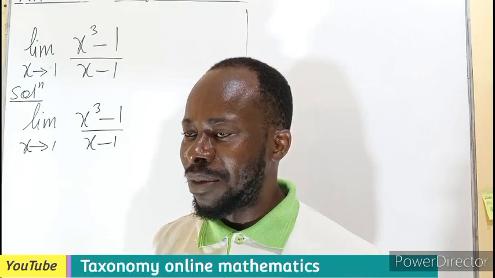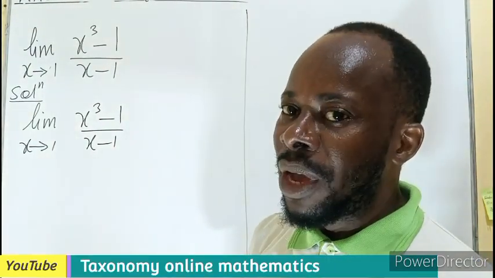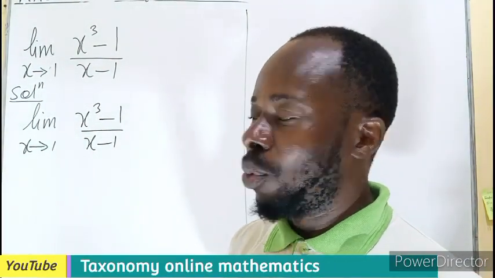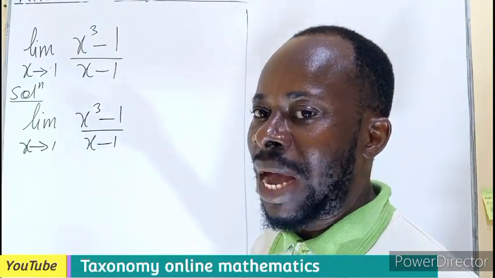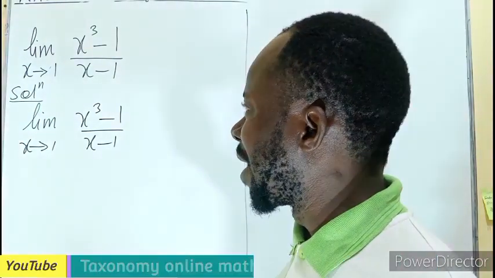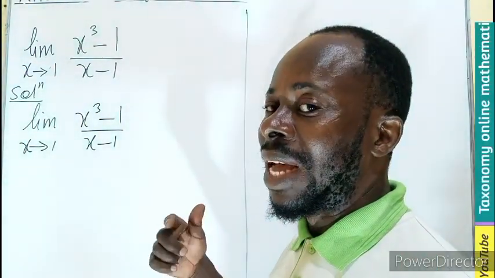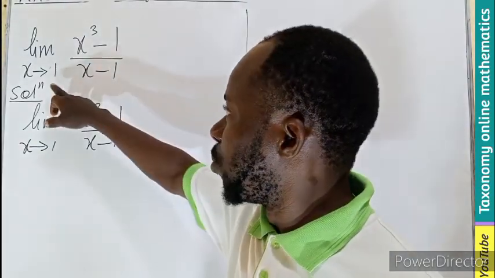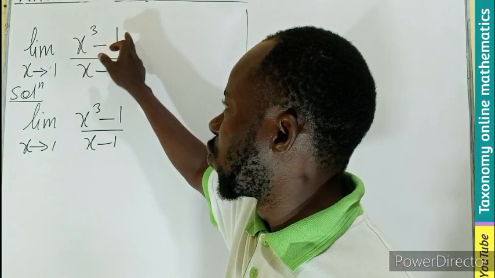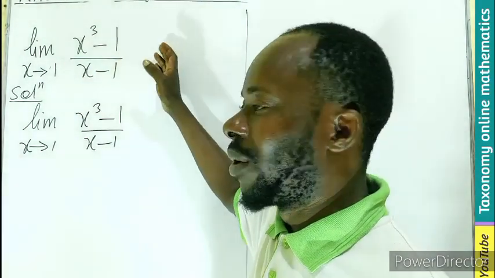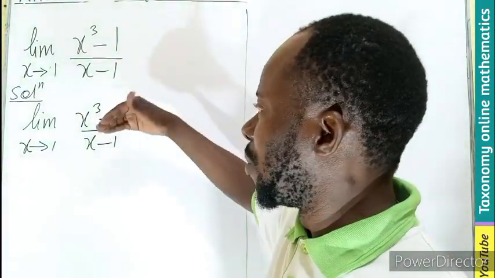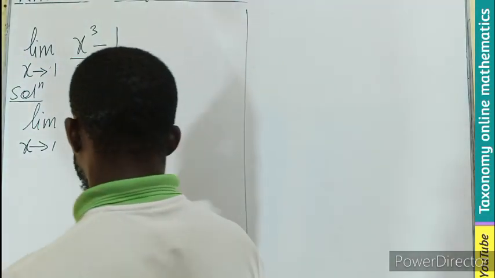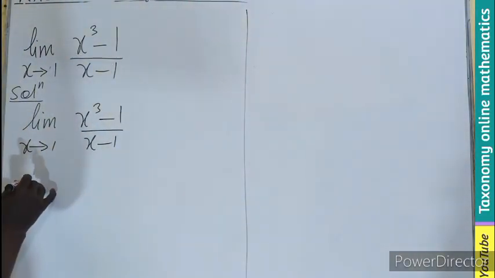We have dealt with that using the polynomial factorization approach. Here we want to use the polynomial approach in getting the same answer. Already we know this will be indeterminate, because if you put in the 1, you get 1 minus 1, 0, 1 minus 1, 0. So this becomes indeterminate. So we manipulate again. So I'll be using the division.